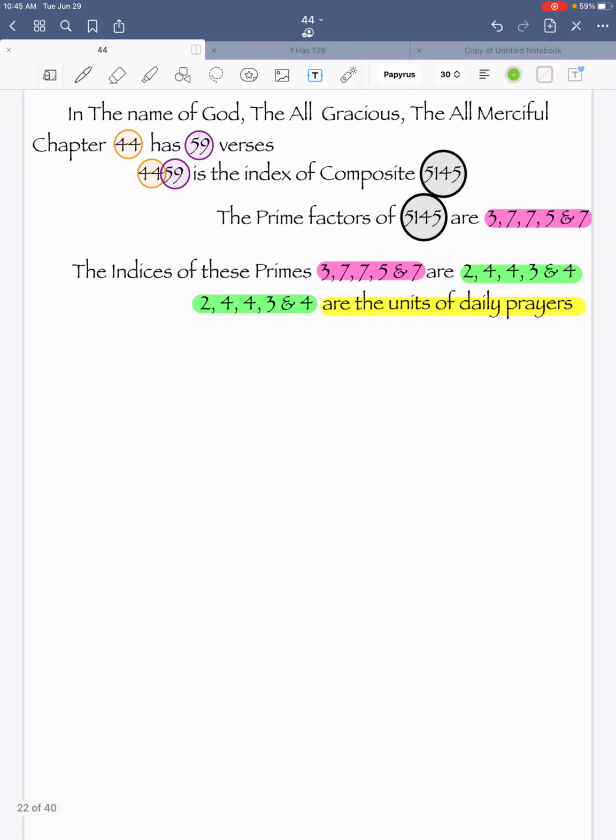And the indices of these primes, 3, 7, 7, 5, and 7, are 2, 4, 4, 3, and 4. And we know that 2, 4, 4, 3, and 4 are the units of daily prayers. 5 of them. Not 2, not 3, not 4, not 6. 5 daily prayers. God told us mathematically in chapter 44 that there are 5 daily prayers. This should be sufficient for us. But wait, there's more.